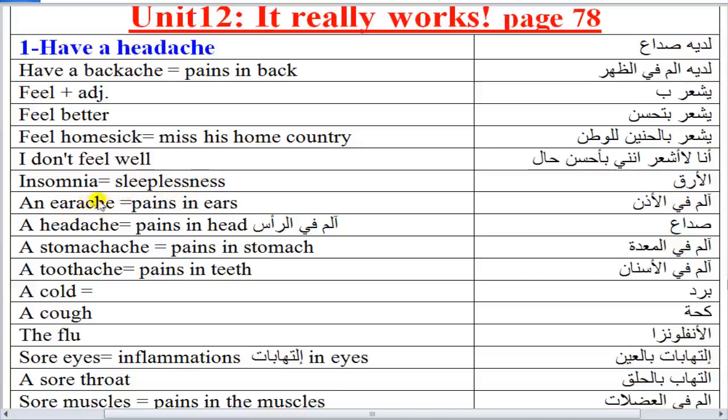Earache, ache, the CH is a K sound. A-C-H-E means pains. Earache, pains in the ears. A headache, pains in the head. Stomachache, pains in the stomach. A toothache, pains in the teeth. A cold, a cough. The flu. Sore eyes, inflammation in the eyes. A sore throat. Sore muscles, pains in the muscles.